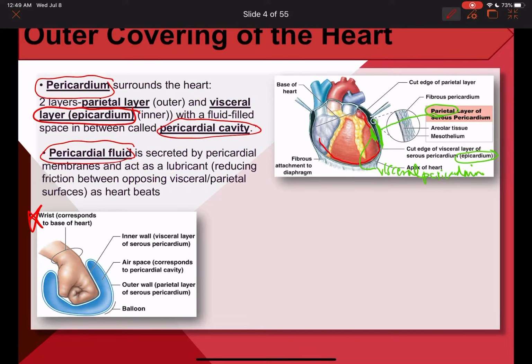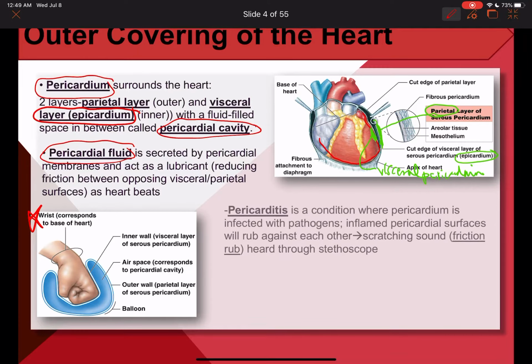I used that sweet potato thing as a demonstration and illustration of that concept, so I'm not going to repeat that here. Pericarditis is also something I talked about last semester. It is a condition where the pericardium itself is infected with pathogens. Inflamed pericardial surfaces will rub against each other, which produces, supposedly on the stethoscope, a scratching sound. They say it's like leathery surfaces rubbing against each other. That's why they call it a friction rub that can be heard through the stethoscope.